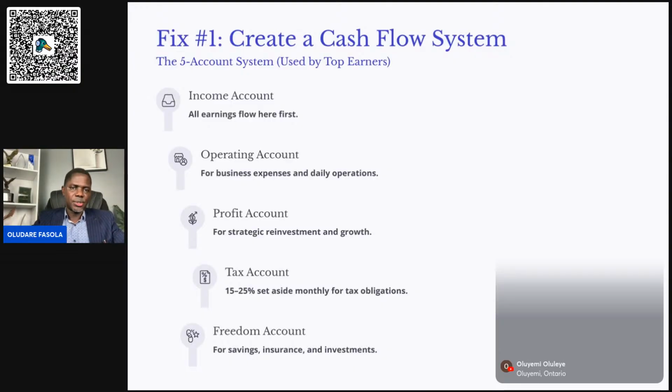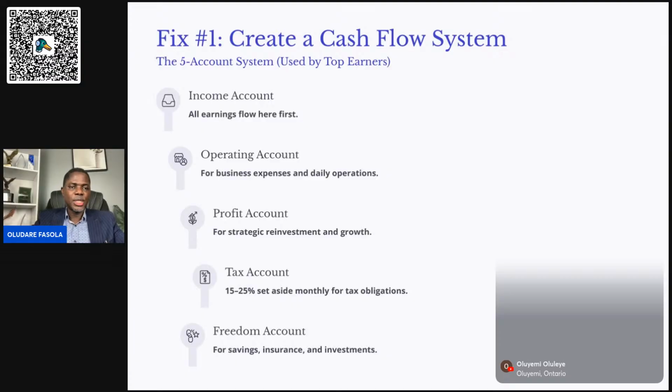So how do we fix this? I'm going to give you three ways to fix this. Number one, create a cash flow system. Before you do anything, you must have different types of accounts: an income account, where all your earnings come in. You also need an operating account for business expenses and daily operations. This operating account is the account that will take care of all the operating expenses to run your business. Now, you also need a profit account, which is for strategic reinvestment and growth.